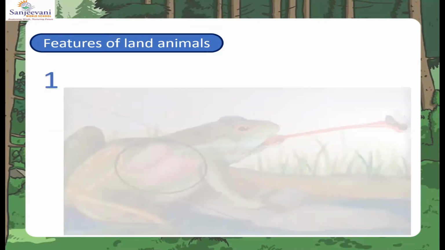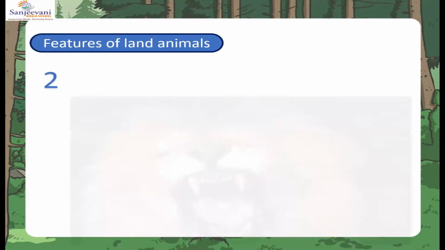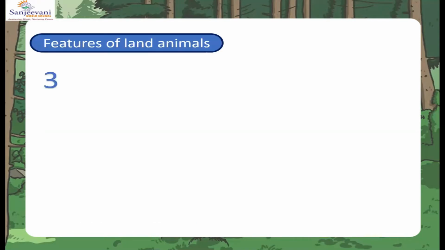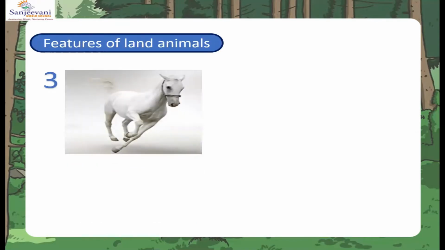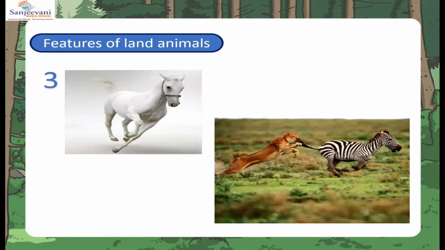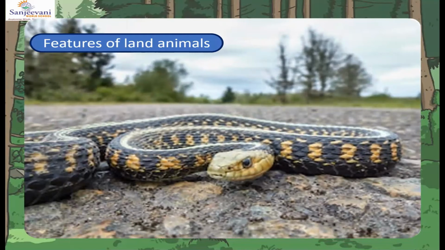Number one, they have lungs to breathe air. Number two, many of them have sharp teeth and claws to catch their food. Number three, most of them have well-developed legs to move and run fast to protect themselves from predators. Some animals, such as snake, do not have legs but have scales that help them in crawling on the ground.